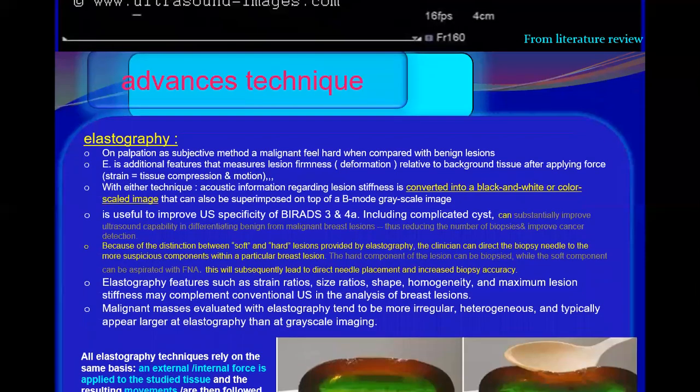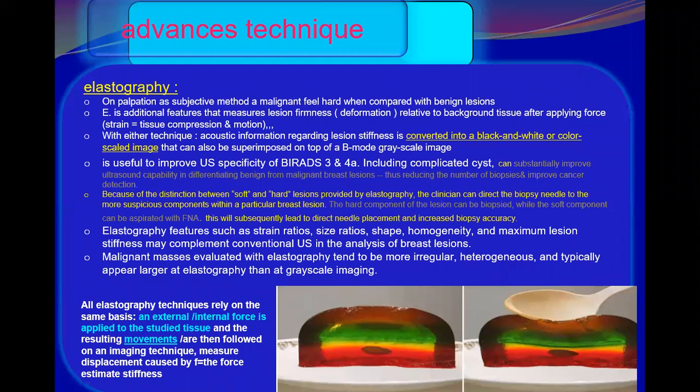Elastography is the same concept as palpation on clinical evaluation. When you palpate a malignant lesion, you will feel it as harder compared to benign lesions. Elastography has the same concept using ultrasound machines, applying force to the lesions to see how they move and displace, and measuring this displacement or movement to estimate stiffness. It is an additional technique to ultrasound to measure lesion firmness, stiffness or deformation relative to the background breast tissue after applying a force. Strain means tissue compression and motion.